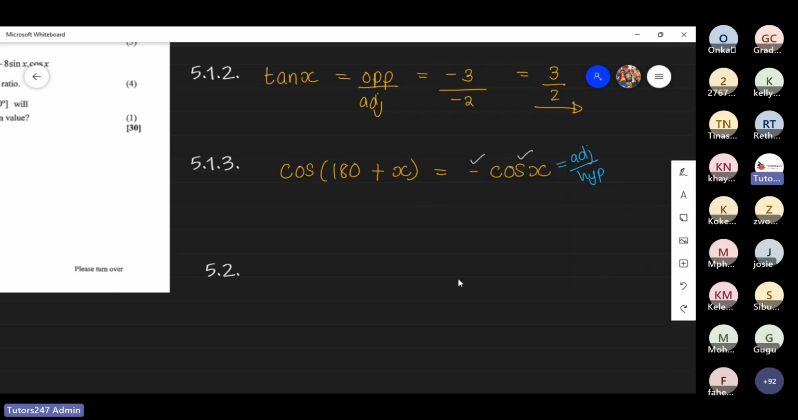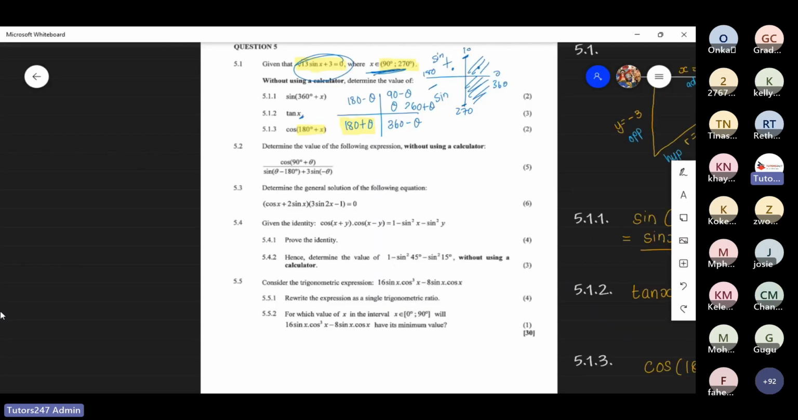So that is question 5.1. Determine the value of the following expression without using a calculator. So for this particular question, they've stated don't use a calculator, but to be honest, no one really checks, so you can use one if you want to, it doesn't really matter.